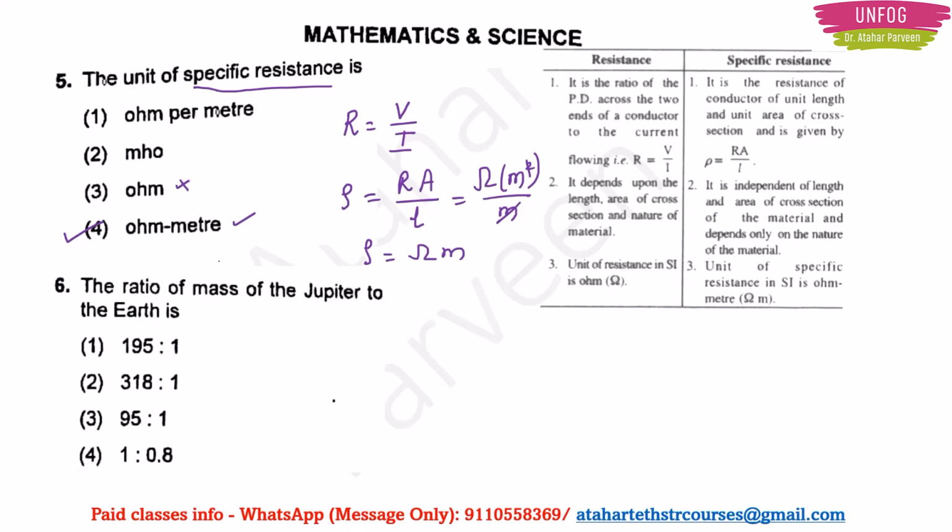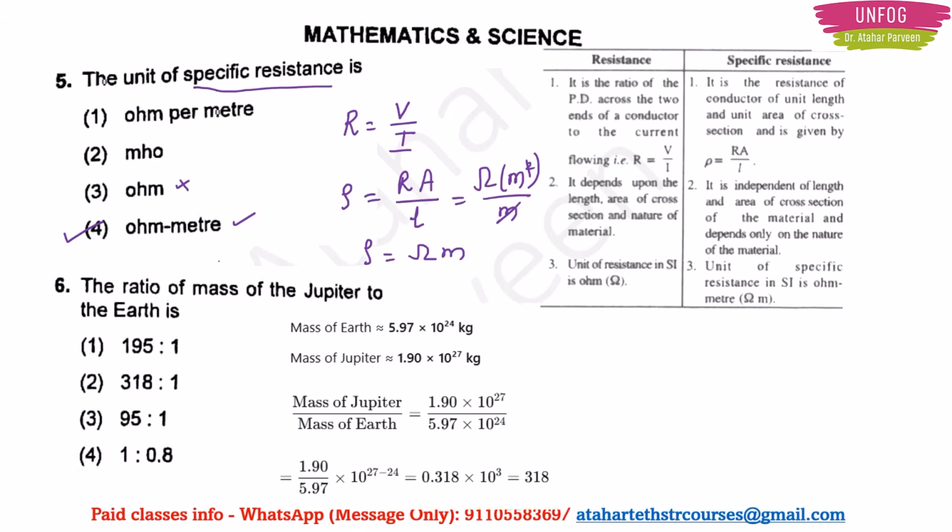The ratio of mass of the Jupiter to the Earth is. Now this becomes a little tough question because we will have to remember the masses of the planets for this type of question, right? So here the mass of the Earth, this though is familiar, we know that it is 5.97 into 10 to the 24 kg. Mass of the Jupiter is 1.9 into 10 to the 27 kg. If you take the ratio, your answer will be 318:1. Right. So option 2 will be the correct answer here.